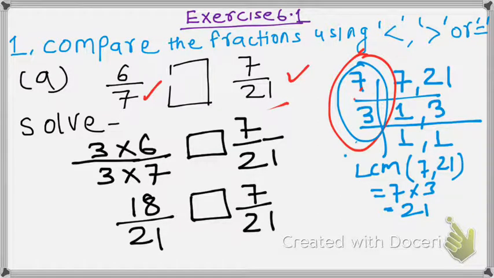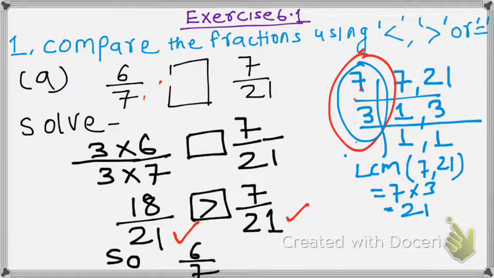Now here you can see that both the denominators are same, both are 21. Now you can compare the numbers. Can you tell me which number is greater, 18 upon 21 or 7 upon 21? Of course 18 is greater than 7. So we will write 18 upon 21 is greater than 7 upon 21. What is 18 upon 21? It is 6 upon 7. So 6 upon 7 is greater than 7 upon 21. This is our answer.